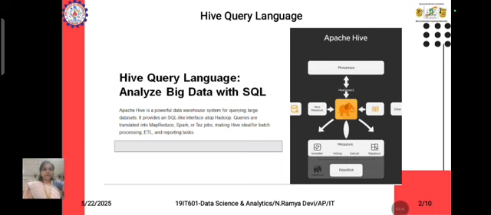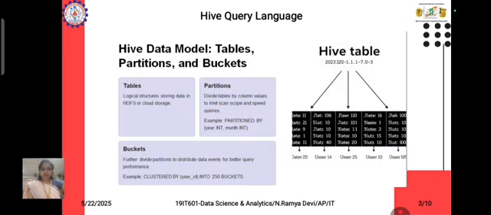These are the components which are used in Apache Hive. Apache Hive is a very powerful data warehouse for querying large data sets, and it provides an SQL-like interface onto Hadoop, where queries are translated into MapReduce, Spark or Tez jobs, making Hive ideal for batch processing, extract, transform, load and reporting tasks. Apache Hive has components like the metastore and other stores for storing and processing the data. The Hive data model consists of tables, partitions and buckets.